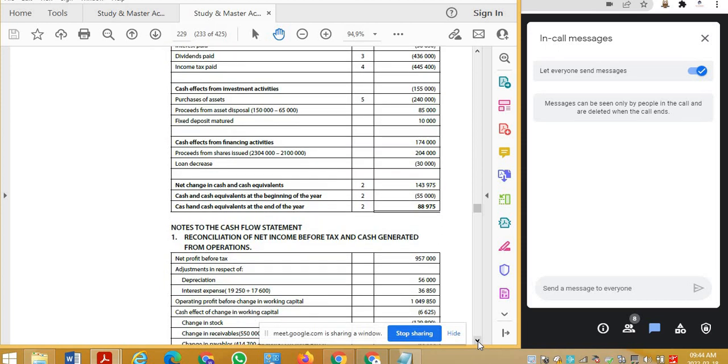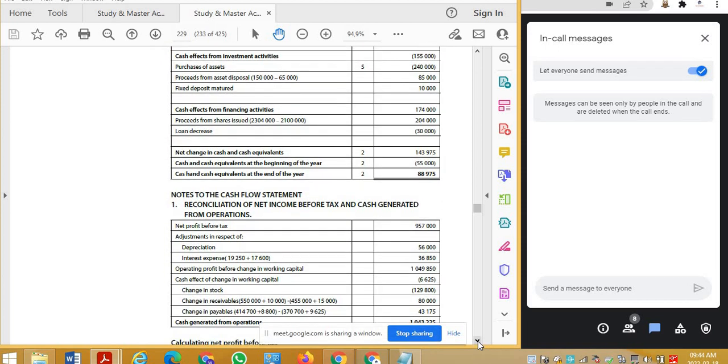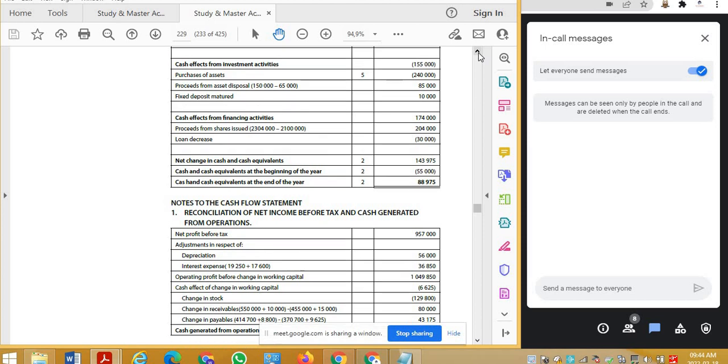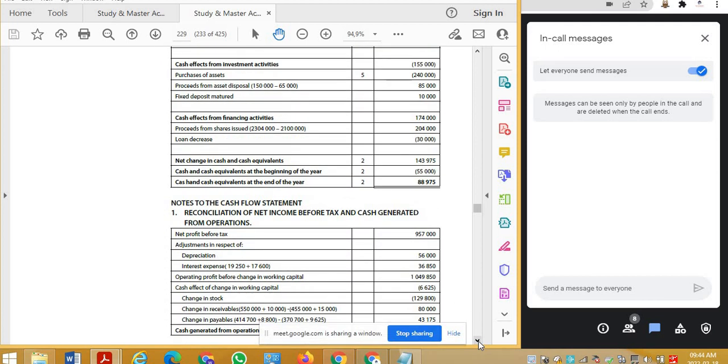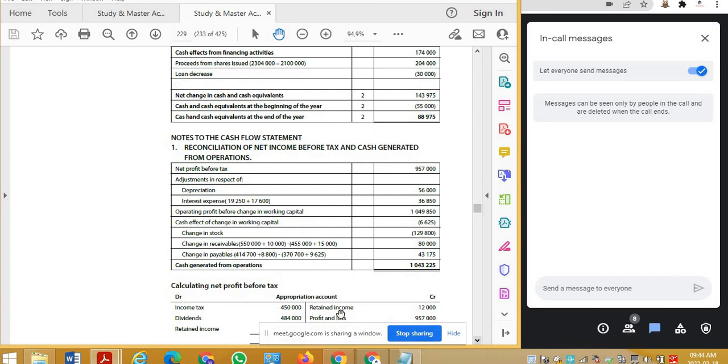Let's look at that first note. First thing, very important note, probably the most, in terms of notes, it will probably give you the most marks. Cash generated from your operations. What you need to start this is your net profit before tax.